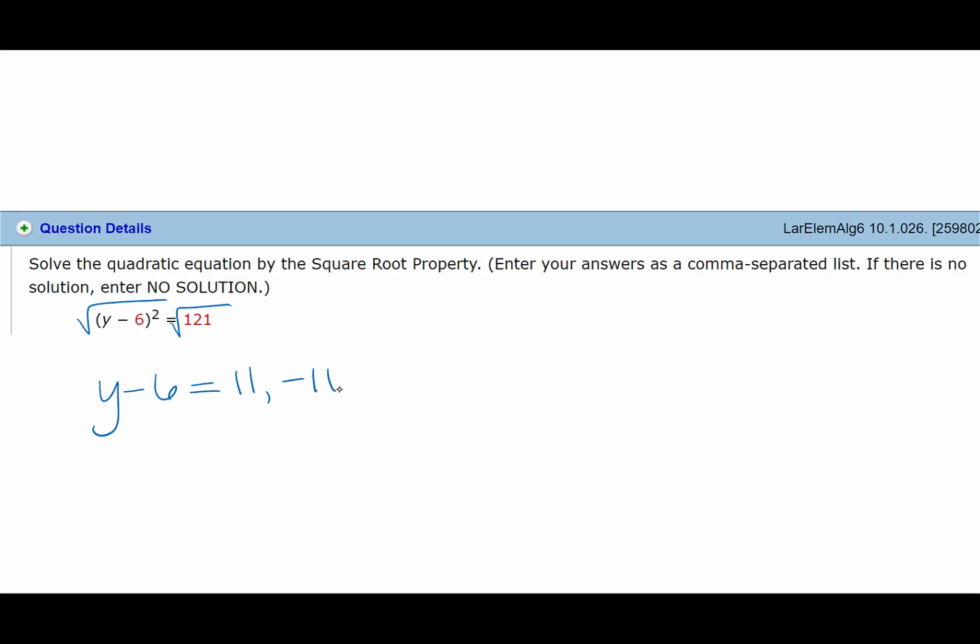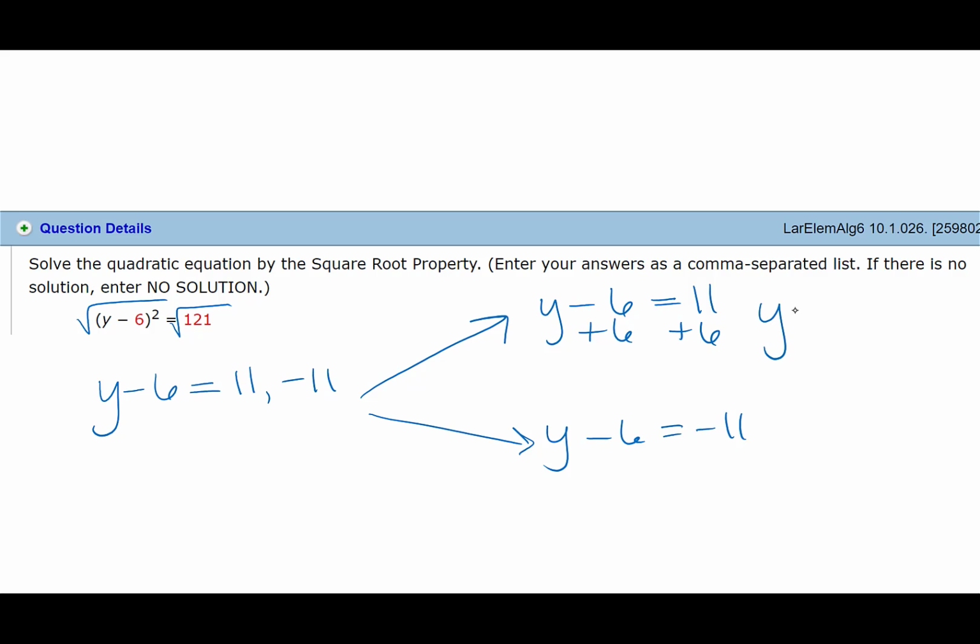And so what I told you to do in class is when you have a binomial equal to two answers, it's best just to split those into two separate equations. Y minus 6 equals the positive root of 121 and y minus 6 equals the negative root. And then you can just solve it like you would any other equation. Add 6 to both sides. So answer number 1 is 17. If you add 6 to negative 11, that's negative 5. And that's your second answer. And you would enter those two answers in any order with a comma between them.